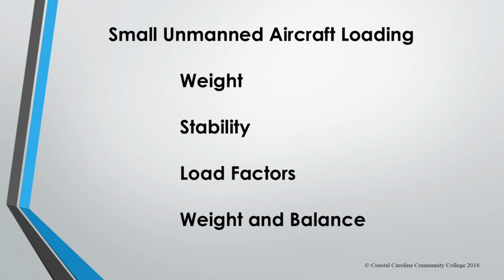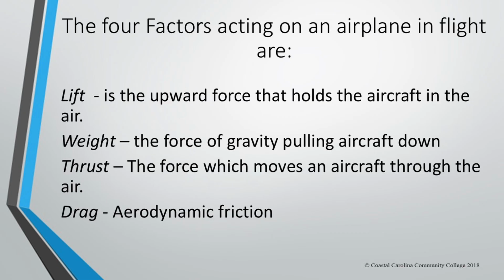So, small unmanned aircraft loading, you need to take into consideration weight, stability, load factors, and the weight and balance. There are four factors acting on an airplane in flight. They are lift, the upward force that holds the aircraft in the air. Weight, the force of gravity pulling the aircraft down. Thrust, the force which moves the aircraft through the air. And drag is the aerodynamic friction.